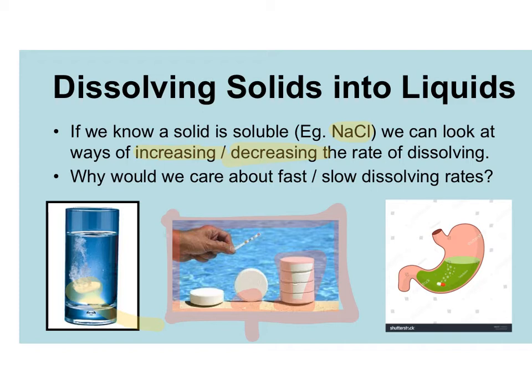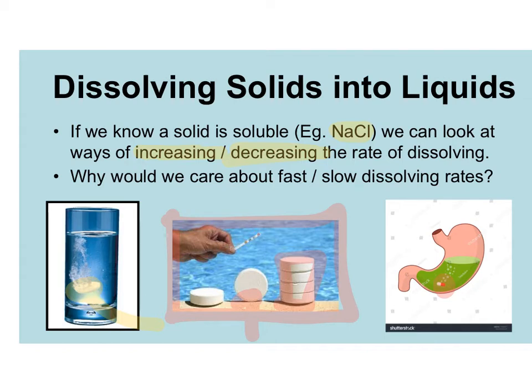Okay, and then our last example is in medications. We make different types of medications, some that we want to dissolve really fast and some that we want to dissolve really, really slow. A fast-acting one would be something like, say, a blood thinner or something that has to happen really, really quickly. So you want that medication to go into the stomach and then immediately dissolve.